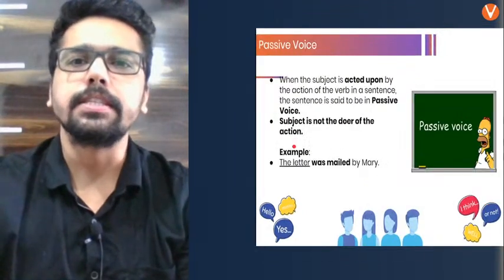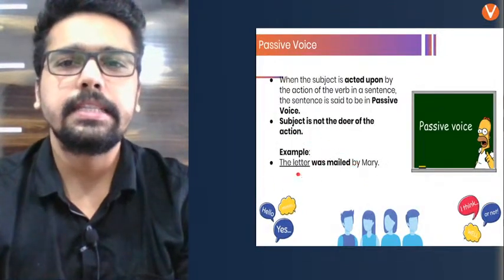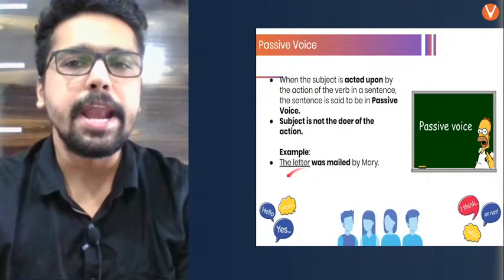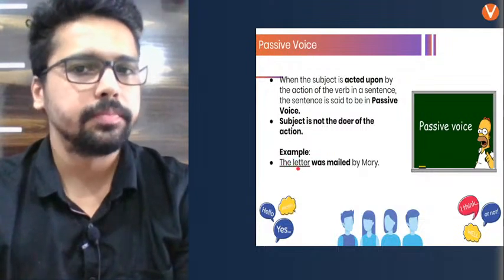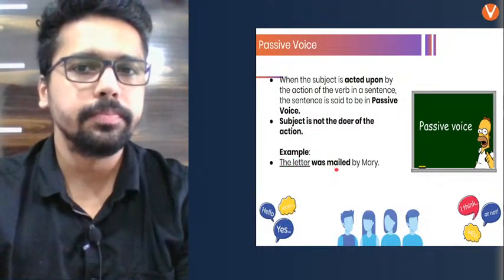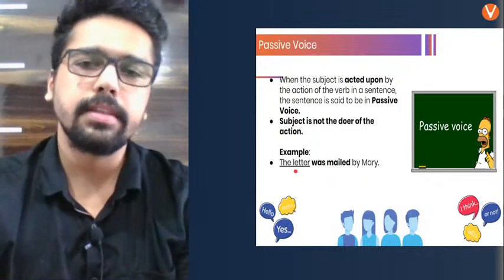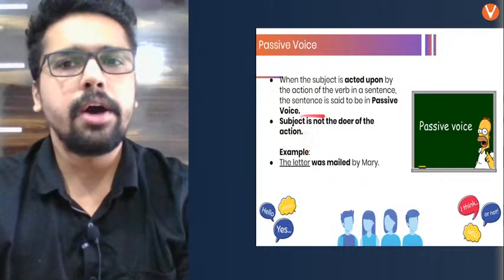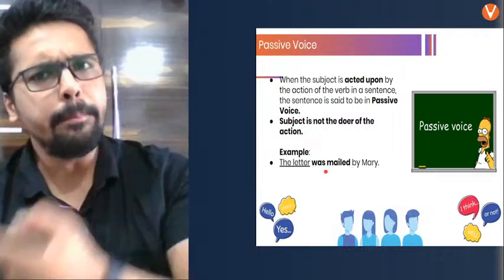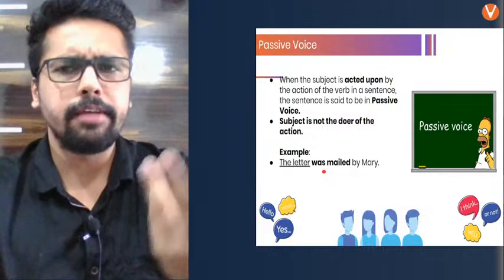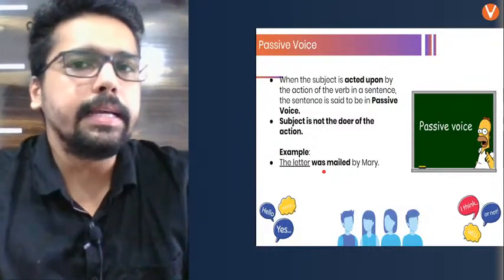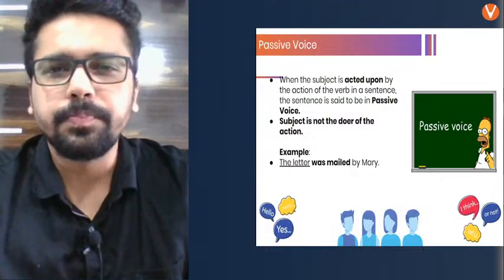Now let's say if I reverse this, look at this sentence here. The letter was mailed by Mary. Now over here, the subject is the letter, right? Was mailed is the verb, and before that, of course, you have this noun, the letter. Now, is the subject doing the action here? That is, is the letter mailing Mary? Of course not. That would be even stupid to think about. That means clearly the subject is not the doer of the action.